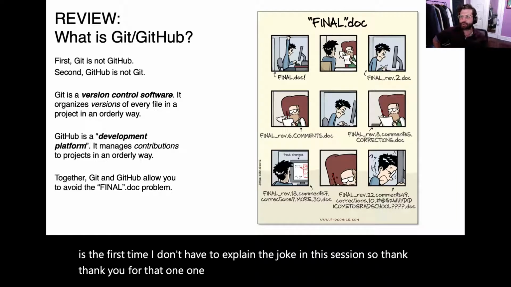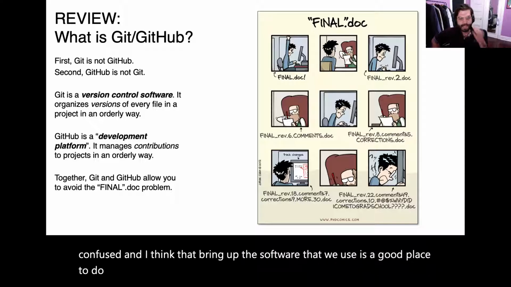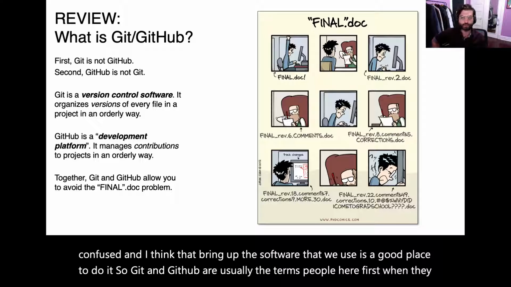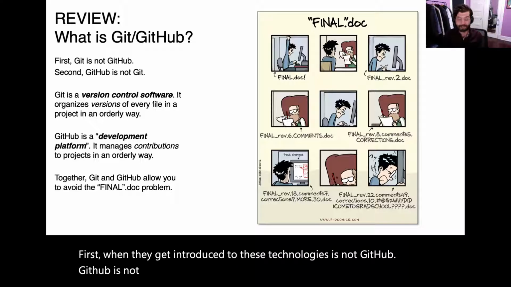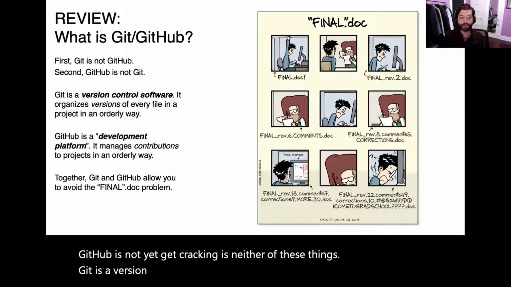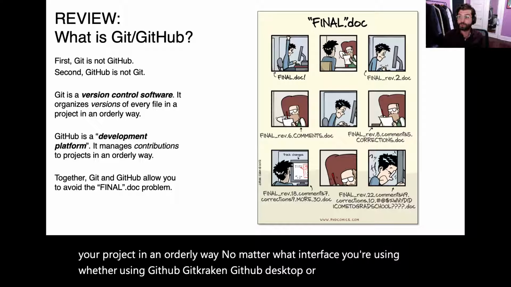So let me start where a lot of people get confused, and I think that bringing up the software that we're going to use is a good place to do it. Git and GitHub are usually the terms people hear first when they get introduced to these technologies. Git is not GitHub. GitHub is not Git. GitKraken is neither of these things. Git is a version control software, right? It organizes versions of the files in your project in an orderly way. No matter what interface you're using, whether you're using GitHub, GitKraken, GitHub Desktop, or the command line, you are using Git, right?